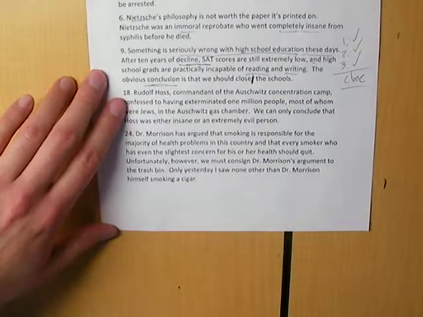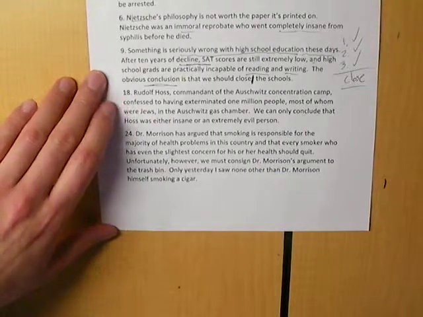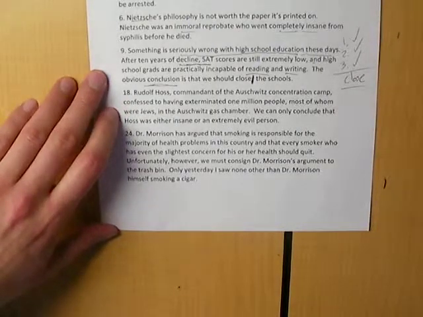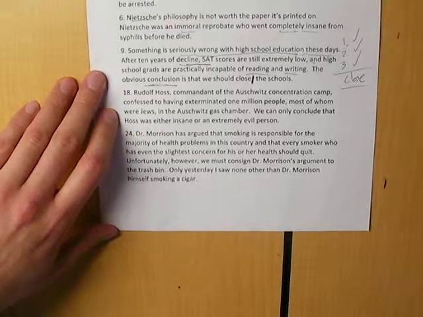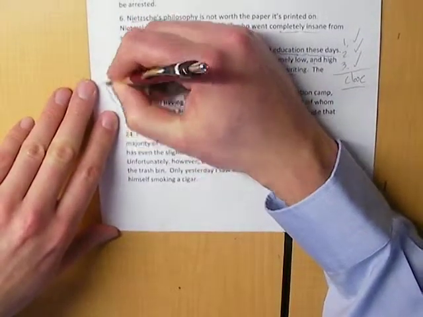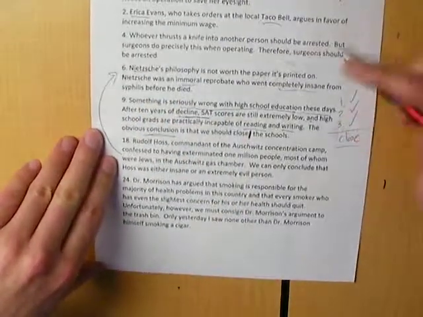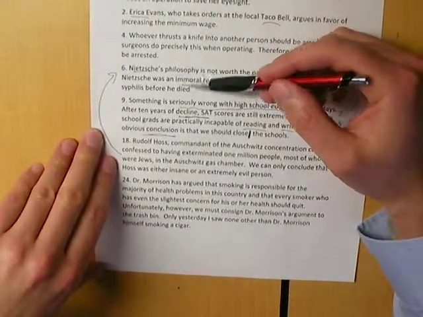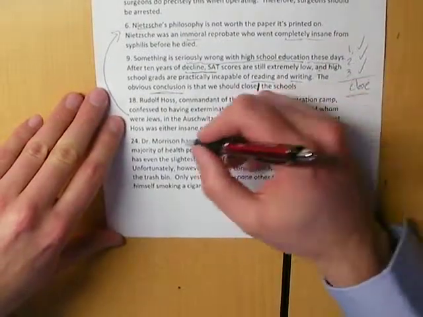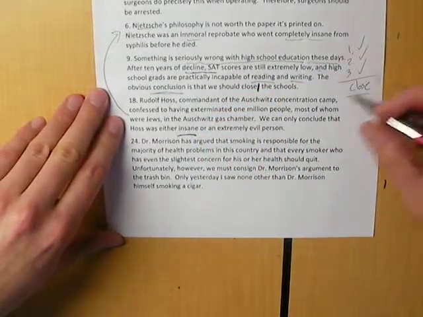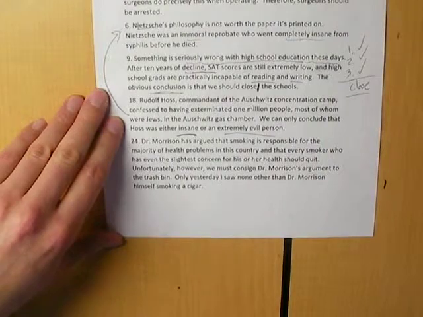3.2 exercise 1. Haas, commandant of the Auschwitz concentration camp, confessed to having exterminated 1 million people, most of whom were Jews, in the Auschwitz gas chamber. We can only conclude that Haas was either insane or an extremely evil person. And in many ways, 18 is similar to 6. Back up there in 6, we were calling Nietzsche immoral and completely insane. Here, we're calling Haas insane, direct comparison there, or an extremely evil person.